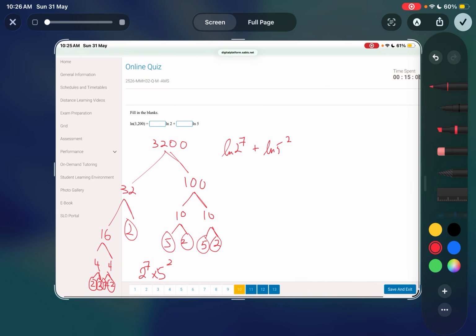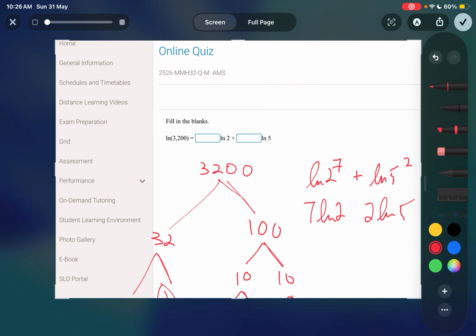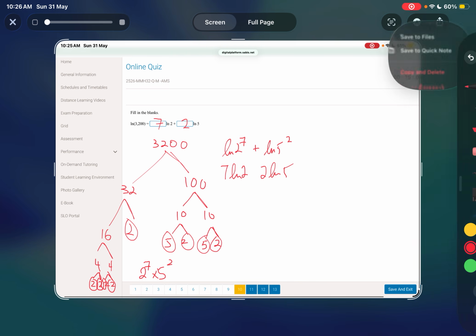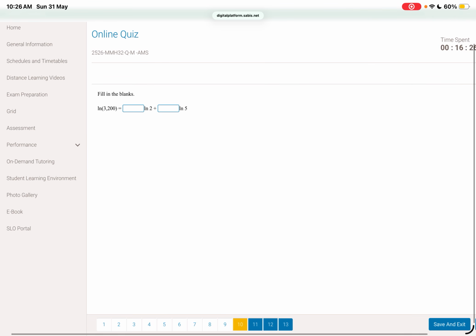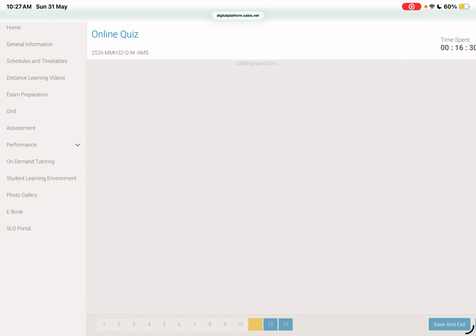Because they want it in this form. So now you move the 7, so it will be 7 ln 2 and 2 ln 5. It's very simple. 7 ln 2 and 2 ln 5.